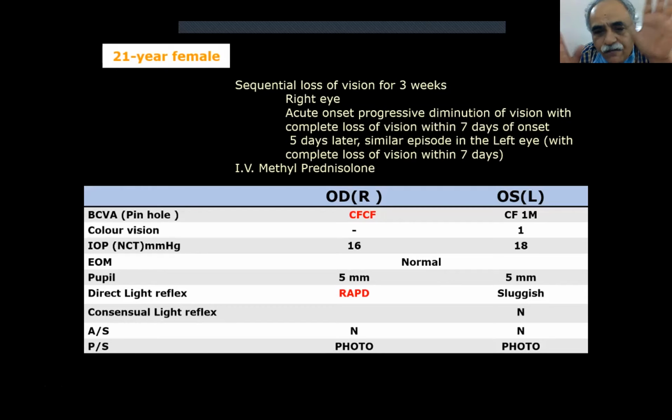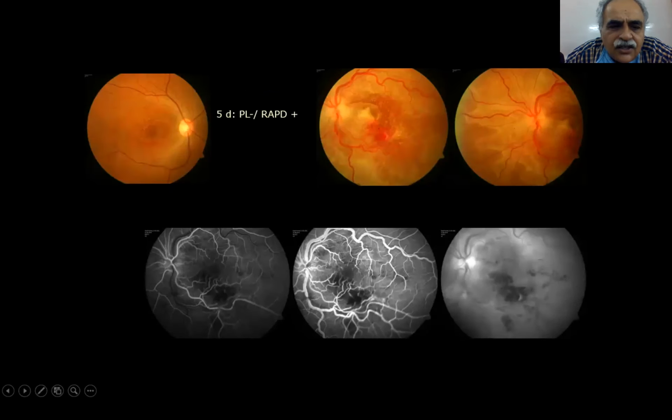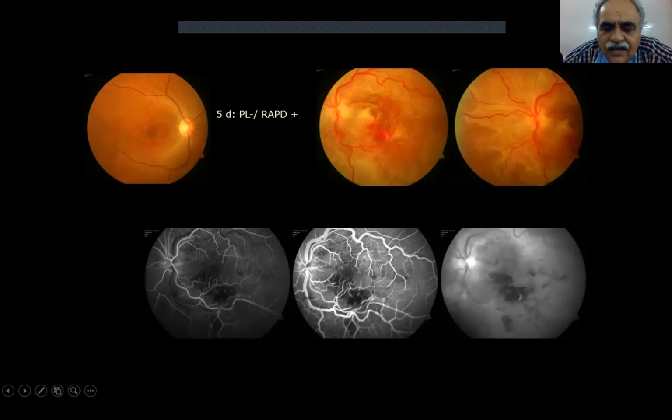Your antennae should look for other causes, right? Have a look at the fundus. This patient comes to us, in addition to optic disc edema, there is redness in the retina. There are hemorrhages, there is retinal edema. And when we do the fluorescein angiogram, you can see that there are hypofluorescent spots.